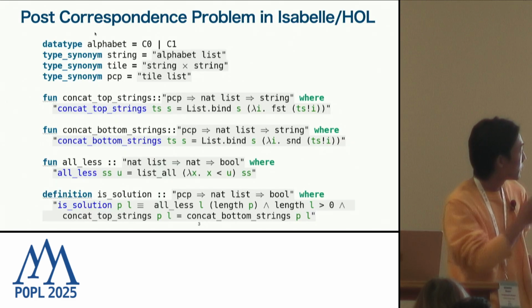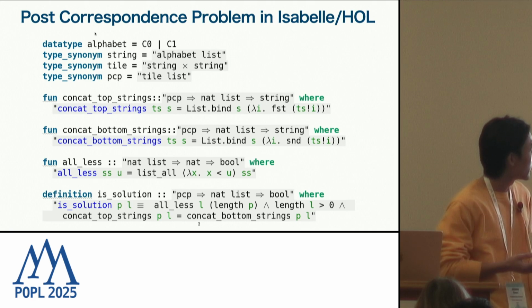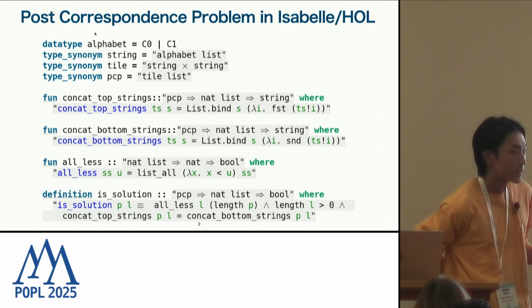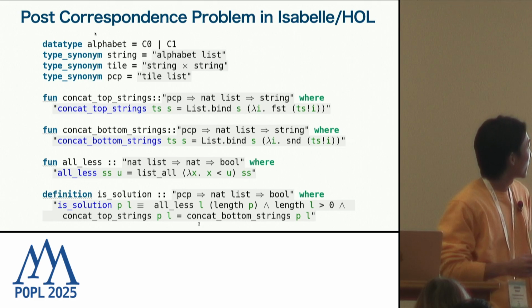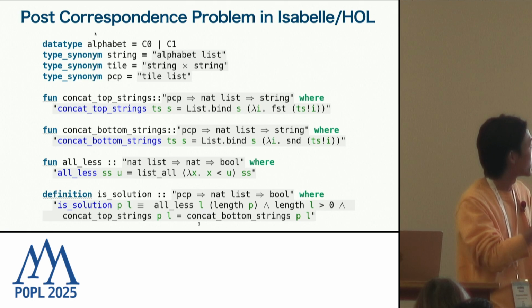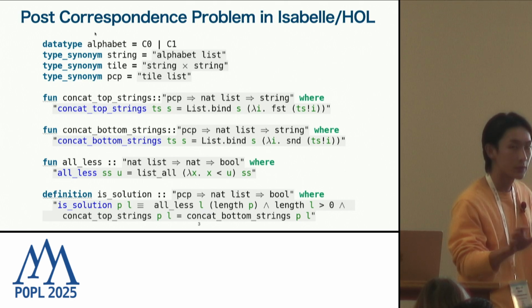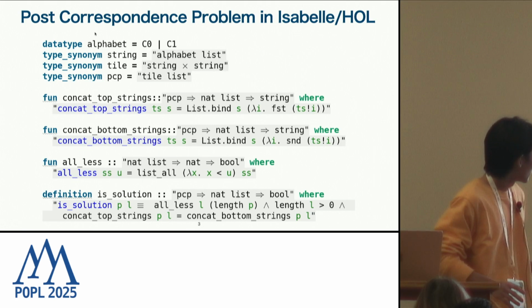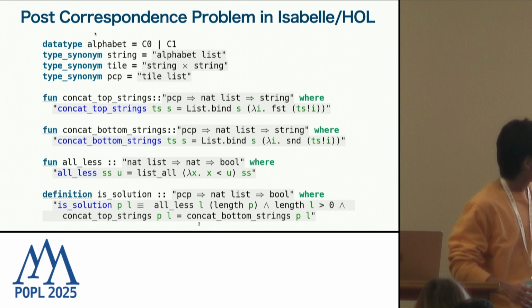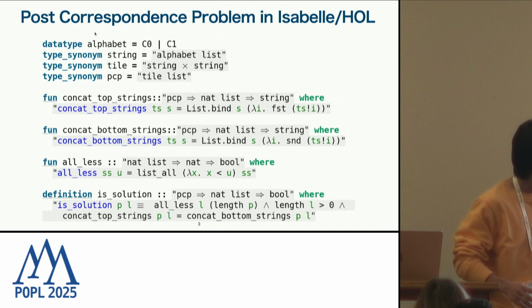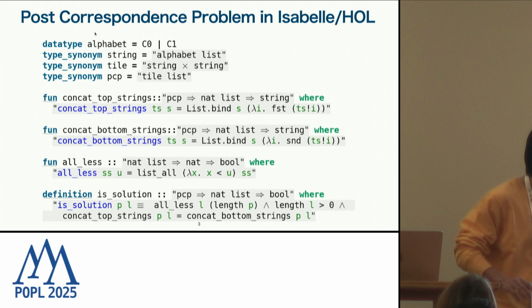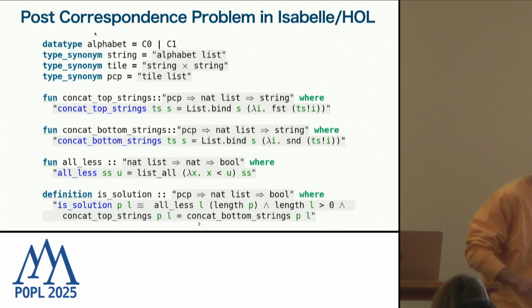Our study includes formalizing PCP and more in Isabelle/HOL. Defining PCP itself is straightforward. The alphabet consists of 0 and 1. A tile is a pair of strings. A PCP instance is a list of tiles. And a list of tile indices is a solution if the concatenated top strings equal the concatenated bottom strings.